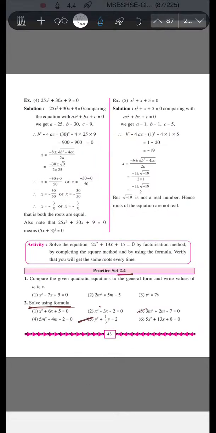Okay, that fifth one: y square plus 1 upon 3y is equal to 2. What does the question say here? The question is in practice set 2.4, the fifth question. It says y square plus 1 upon 3y is equal to 2.